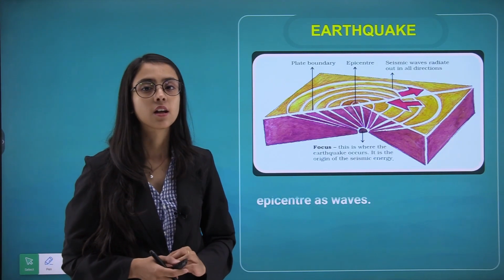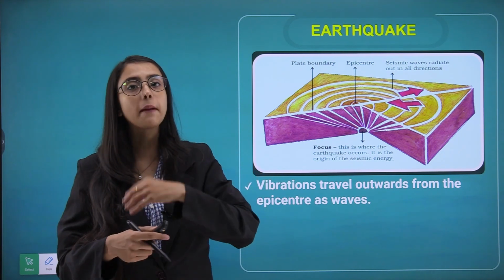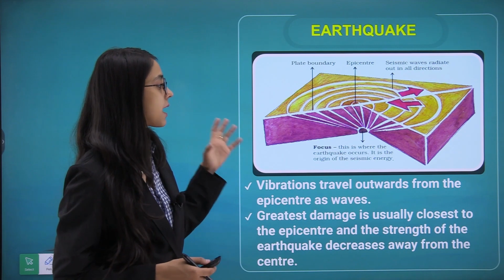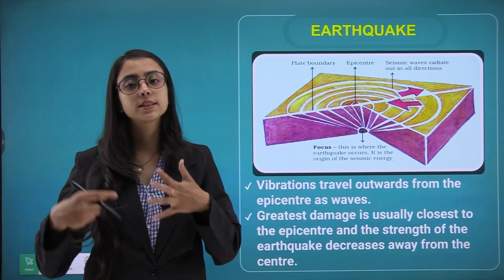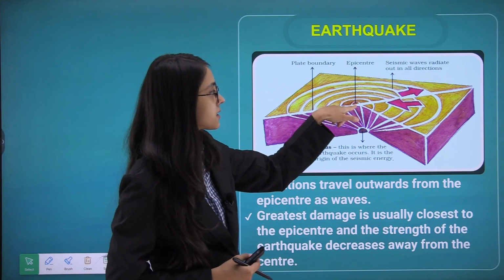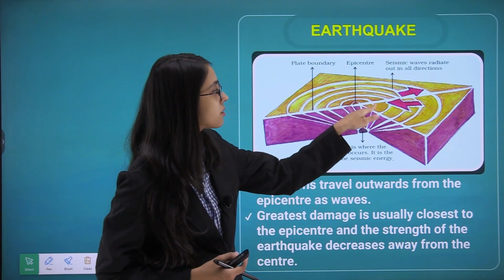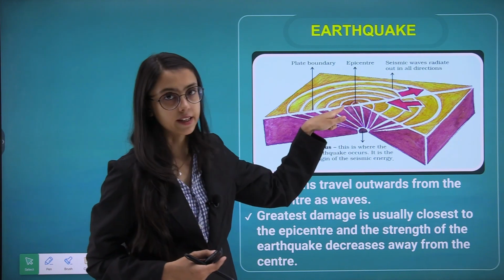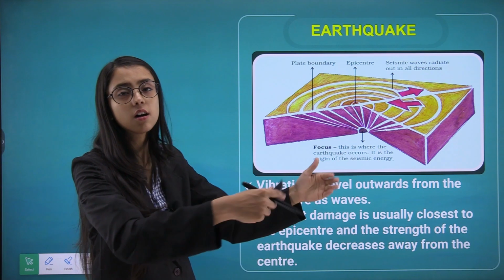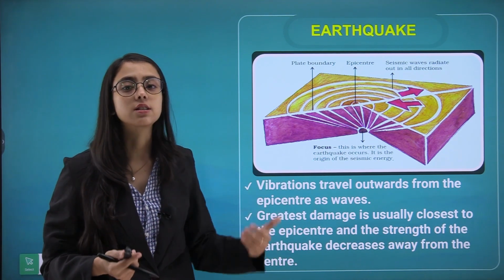Now, the vibrations travel outward from the epicenter as waves. The greatest damage is usually closest to the epicenter. For example, the greatest damage due to an earthquake would be to the areas nearby the epicenter. As these vibrations move towards other surface areas, the damage decreases.